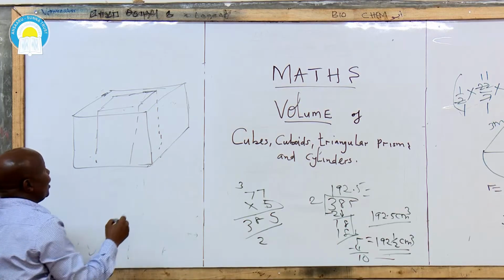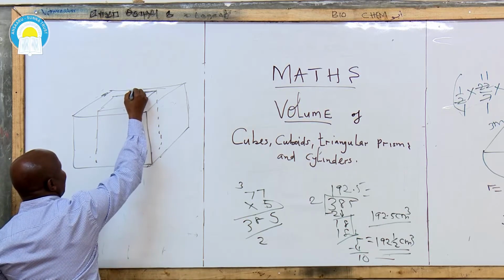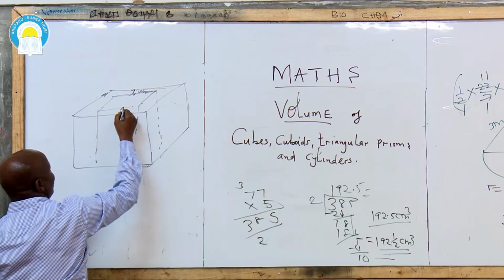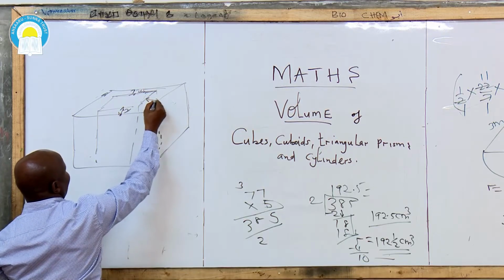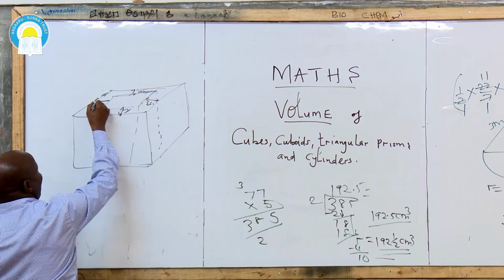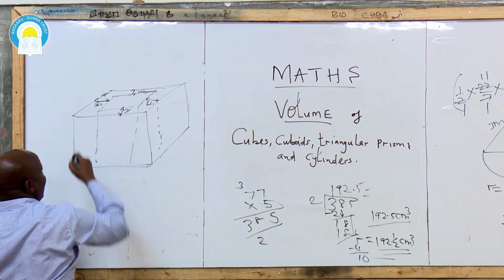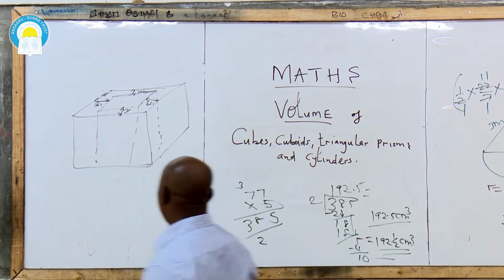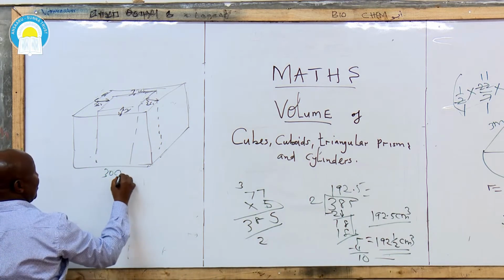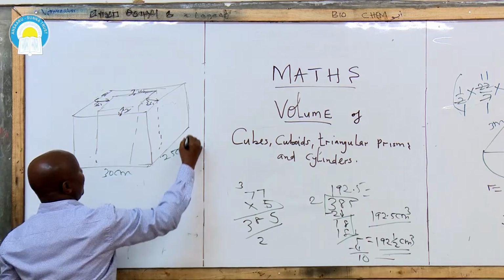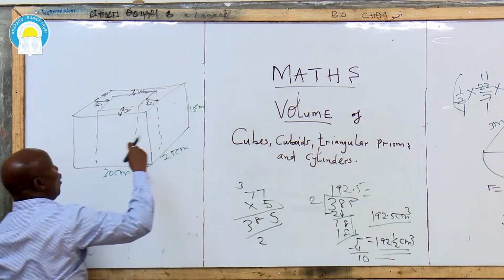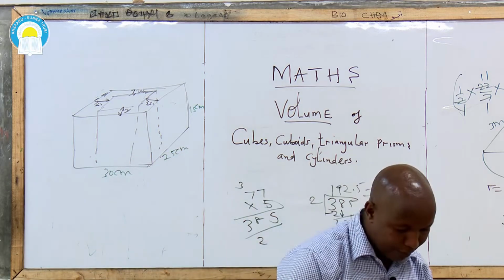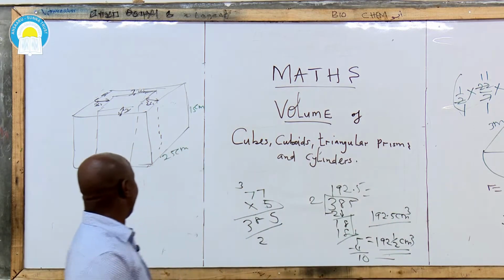Once it's open, you are told there is a thickness. The thickness between the hole and the outside is 2 centimeters all the way around. Now, what is the volume of the timber used? You are given the dimensions 30, 25, 15. This is 30 centimeters, this is 25 centimeters, and this is 15 centimeters. What is the volume of the timber left that is used to make that container?